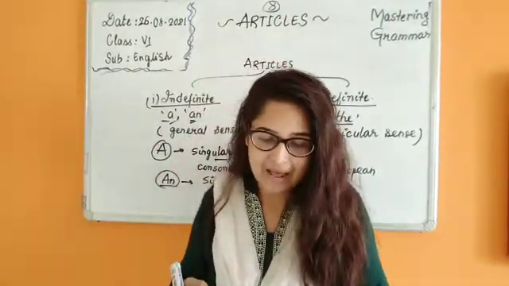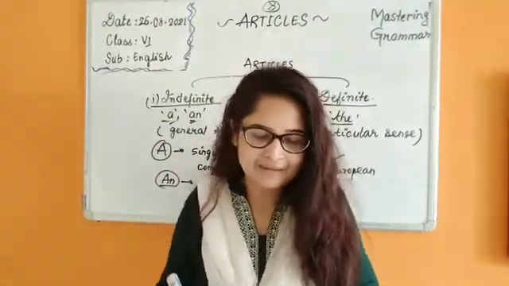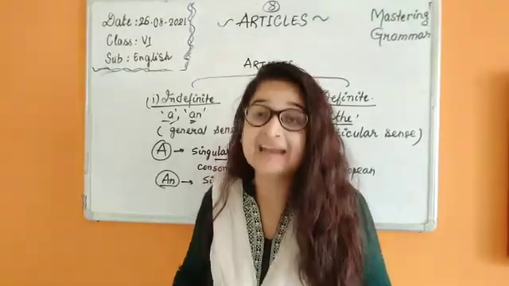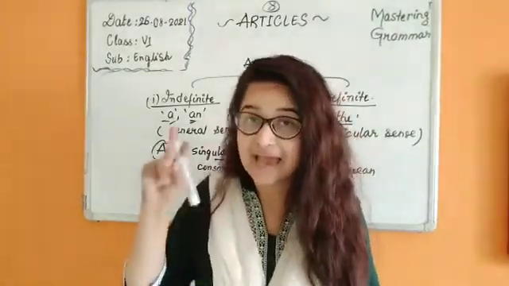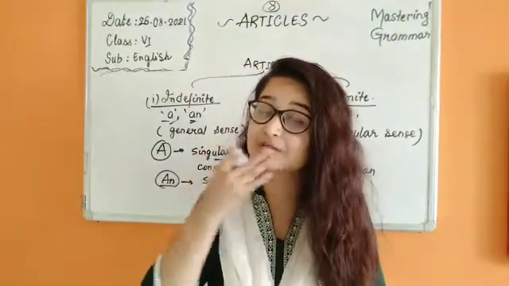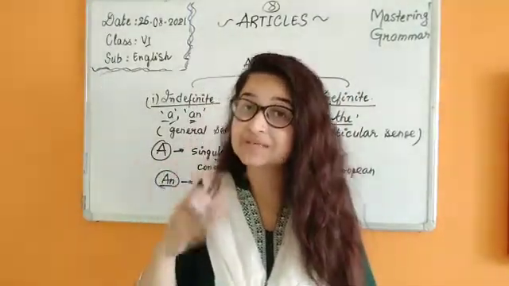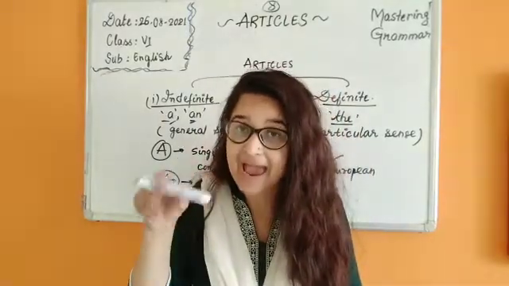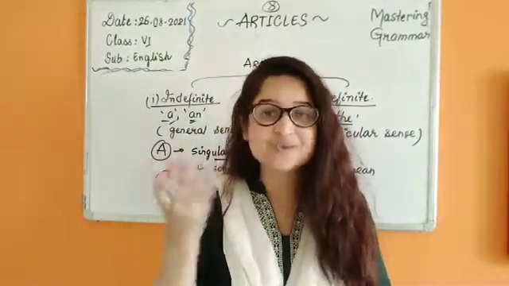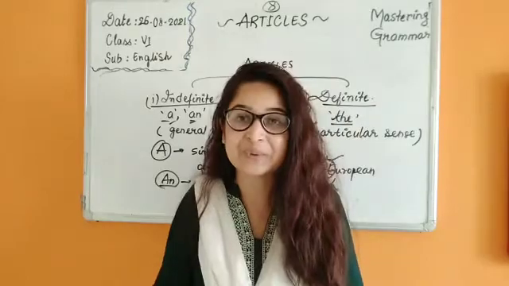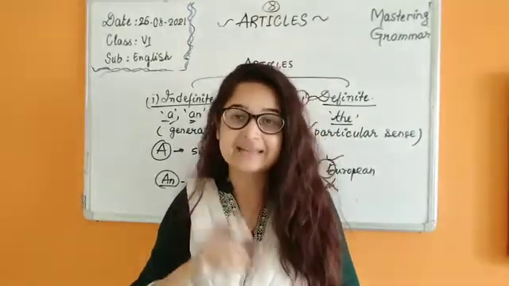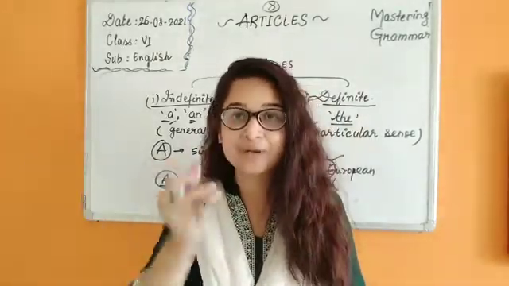Now see, an apple, an American, an hour, an MP. An 'eh' sound is there, right? When you are using the letter M, which is a consonant, the sound we are producing is that of 'eh'. So the sound is obviously a vowel one. That's why we are going to say an MP and not a MP.